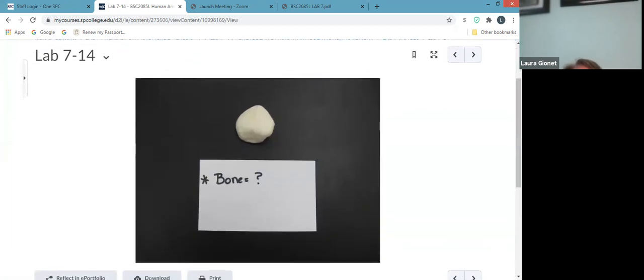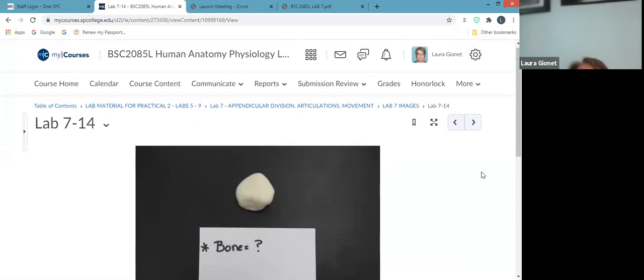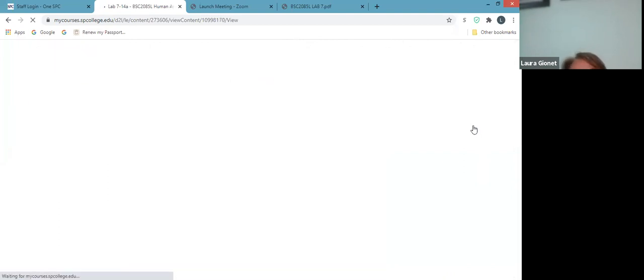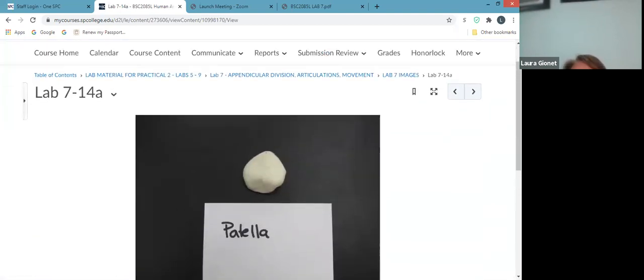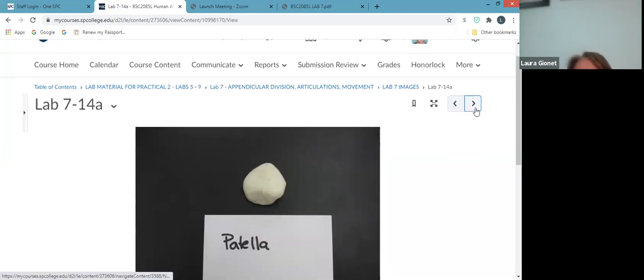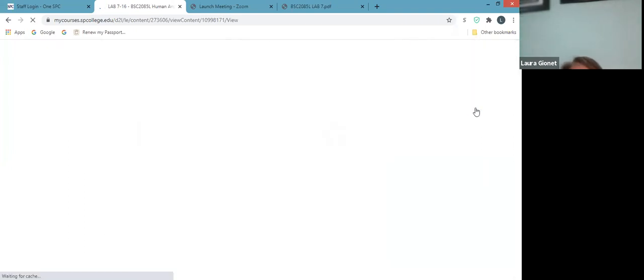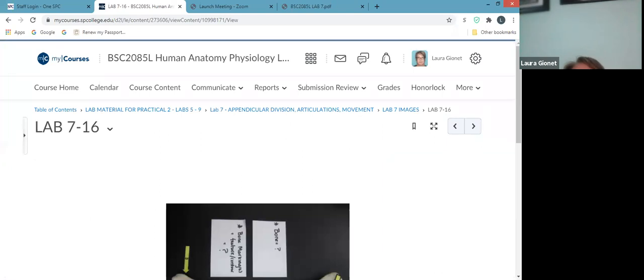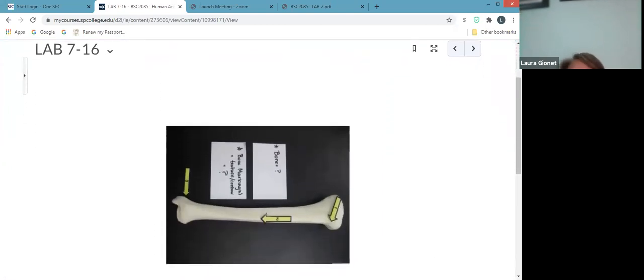Okay, identify this bone. That is a patella. I hope you get that one because that's pretty easy. Largest sesamoid bone of the body.